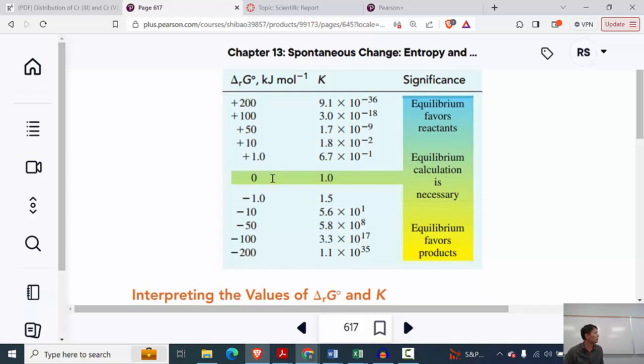And so the delta G's here at like minus 50 to minus 200 kilojoules per mole, there's a pretty strong driving force. If you look at the K, it's 10 to the 8 to 10 to the 35, which is heavily biased towards the product. But from minus 50 to plus 50, it's not heavily biased one way or the other. There's going to be a significant quantity of both reactants and products at the final equilibrium. And with delta G's greater than 50, it's going to be heavily biased towards the reactants, very little product.